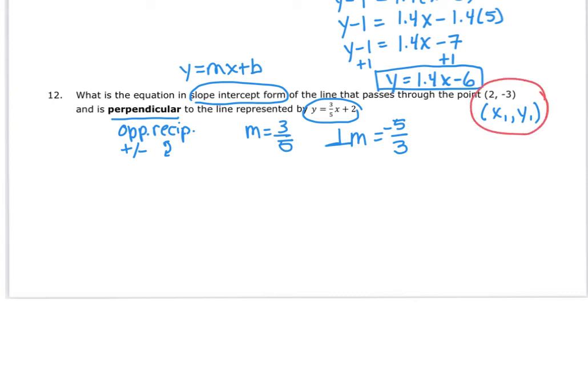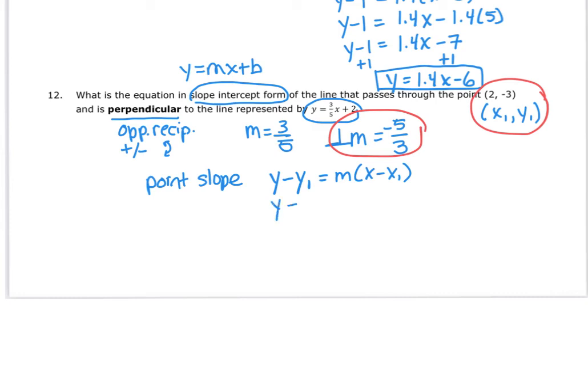So we've got this point and this slope. They're asking us for slope-intercept form, but we have the information for a point and a slope. So the easiest thing to do is to write point-slope form, which is y minus y1 equals m times x minus x1. You are given this formula. Plug in what you have. Y minus 3 equals our m, negative 5 over 3, times x minus our x value, which is 2.